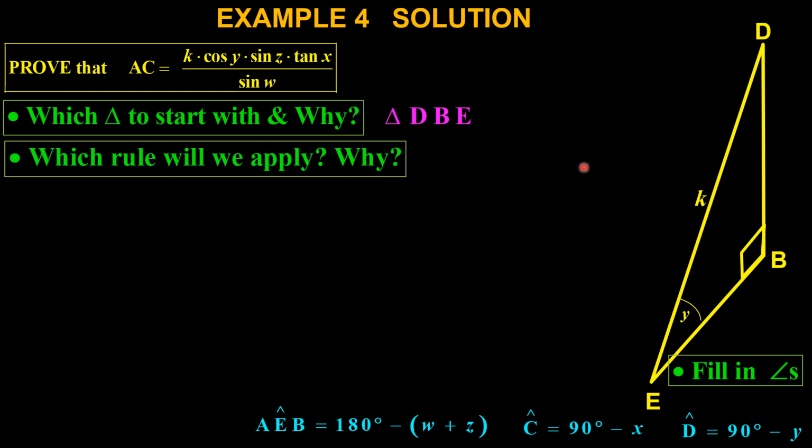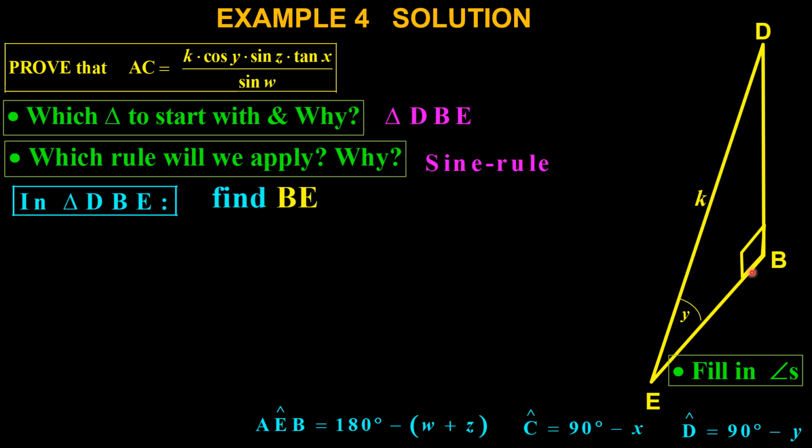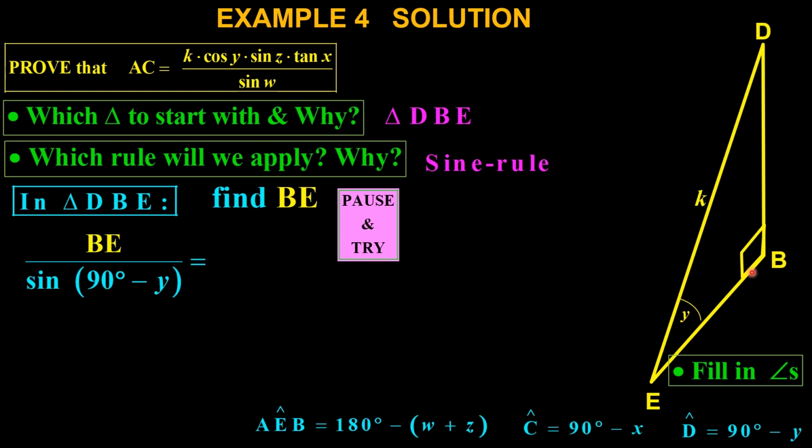If I look at DBE, which rule? I've got a side and an angle, which tells me it's the sine rule. If we apply the sine rule in DBE, we want to find BE. Let's pause here, and you calculate the length of BE using the sine rule. 3 minutes, and then you come back again.